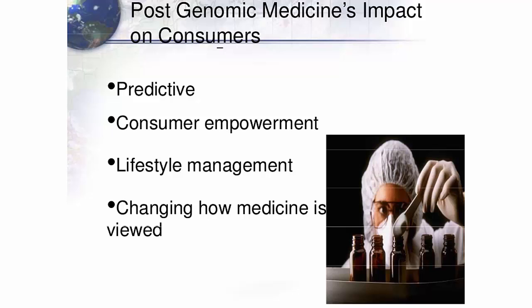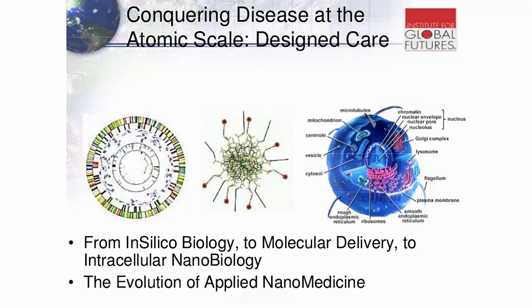So, wrapping up the post-genomic medicine impact on consumers, we're looking for that predictability. We're empowering people as consumers. We want people to manage their lifestyle. We also want to help our public health colleagues manage lifestyle. And it's going to change how medicine is viewed. We're going to be conquering disease at the atomic level in the future. We're going to have designer care.